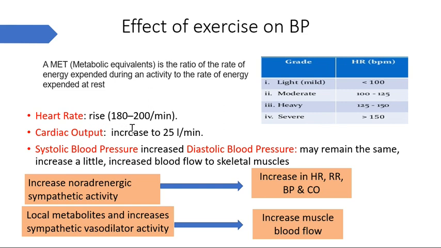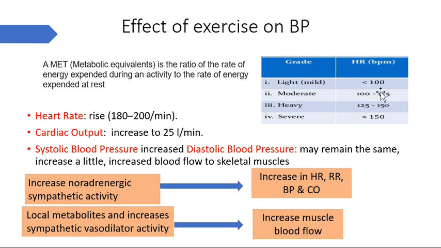But here the most important Viva question is, what is MET? Metabolic equivalent is the ratio of the rate of energy expended during an activity to the rate of energy expended at rest. So why is MET important? Because MET is used to categorize, to grade the exercises. But here in our lab, as per heart rate change, this grading of exercise is done, because the practical is the effect of moderate exercise. So you should know how exercises are graded; as per heart rate change, they are graded.